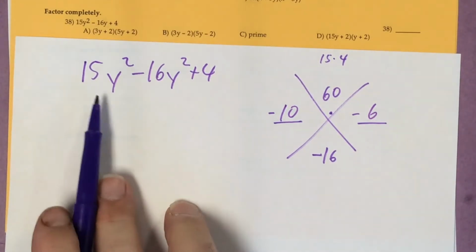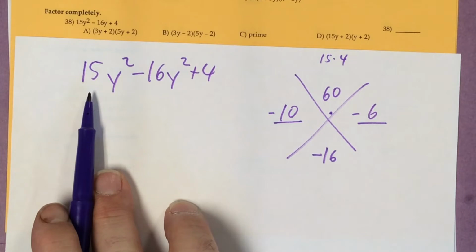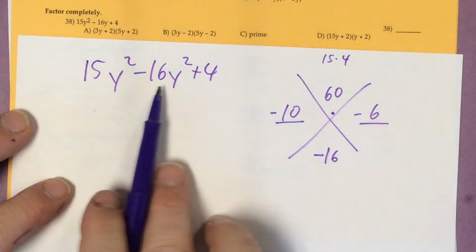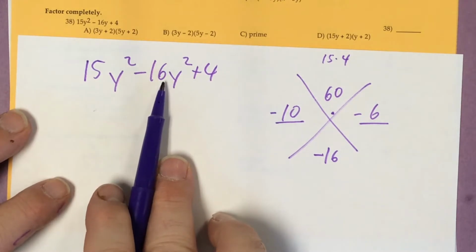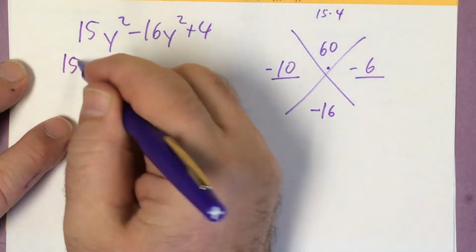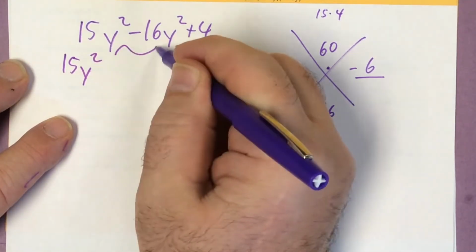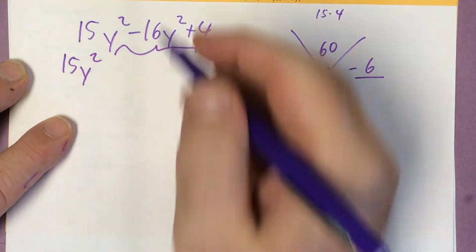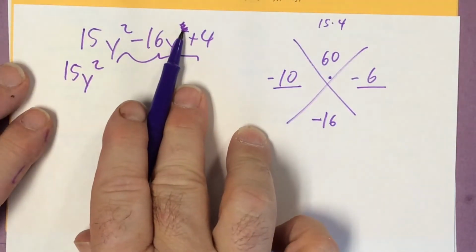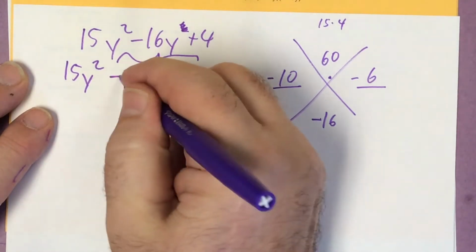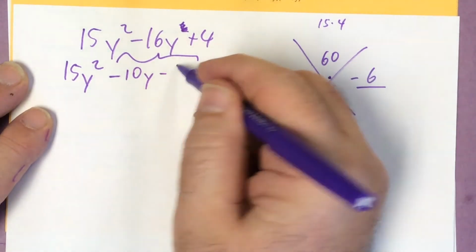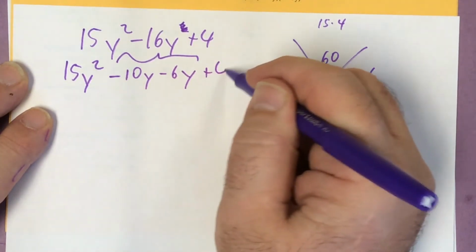But now, since we have an a coefficient that's not equal to 1, we can't simply substitute this into binomials. We have to take this negative 16y and rewrite it. So I'm going to move this work up a little bit. And I'm going to rewrite this as 15y squared, then negative 16y, not 16y squared, negative 16y. Yeah, that's right. So it's not y squared, it's 16y, my apologies. And that's going to get rid of it as negative 10y, negative 6y, and then we're going to bring down the plus 4.